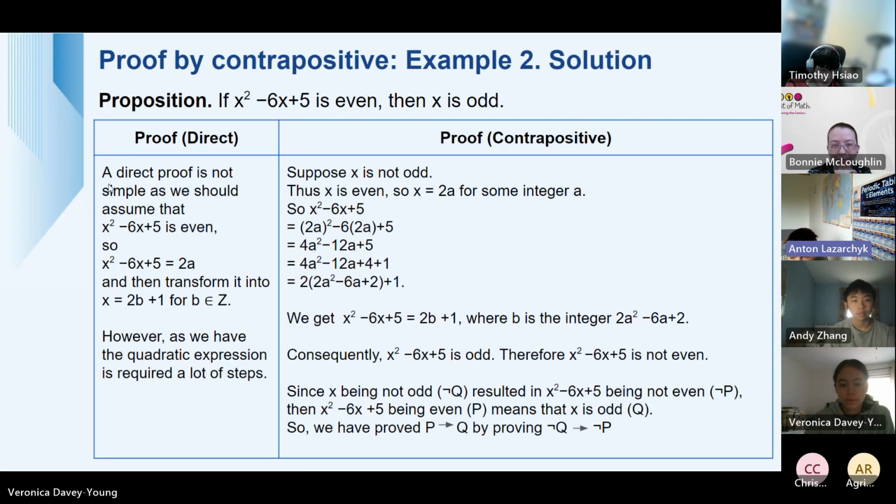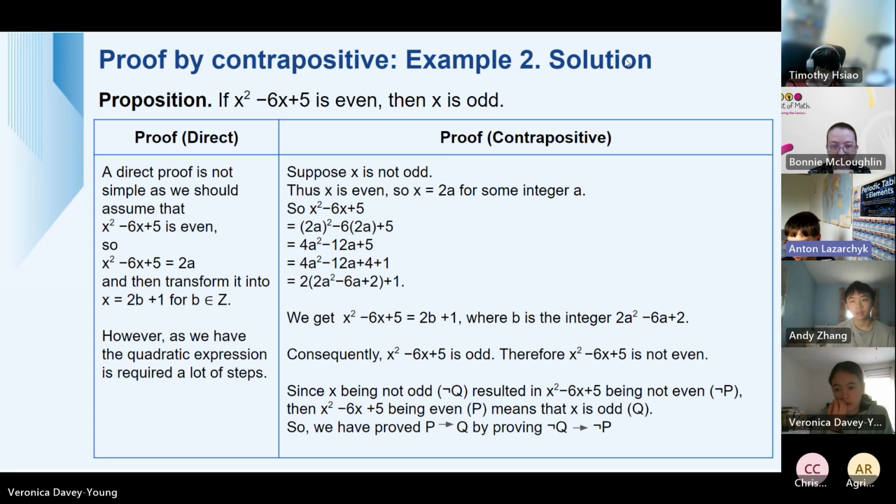Suppose x is not odd, so x is even, so x equals 2a for some integer a. So x squared minus 6x plus 5 is in the end equal to 2 multiplied by (2a squared minus 6a plus 2) plus 1. So we get x squared minus 6x plus 5 equals 2b plus 1, where b is the integer 2a squared minus 6a plus 2. Consequently, x squared minus 6x plus 5 is odd. Therefore, x squared minus 6x plus 5 is not even.